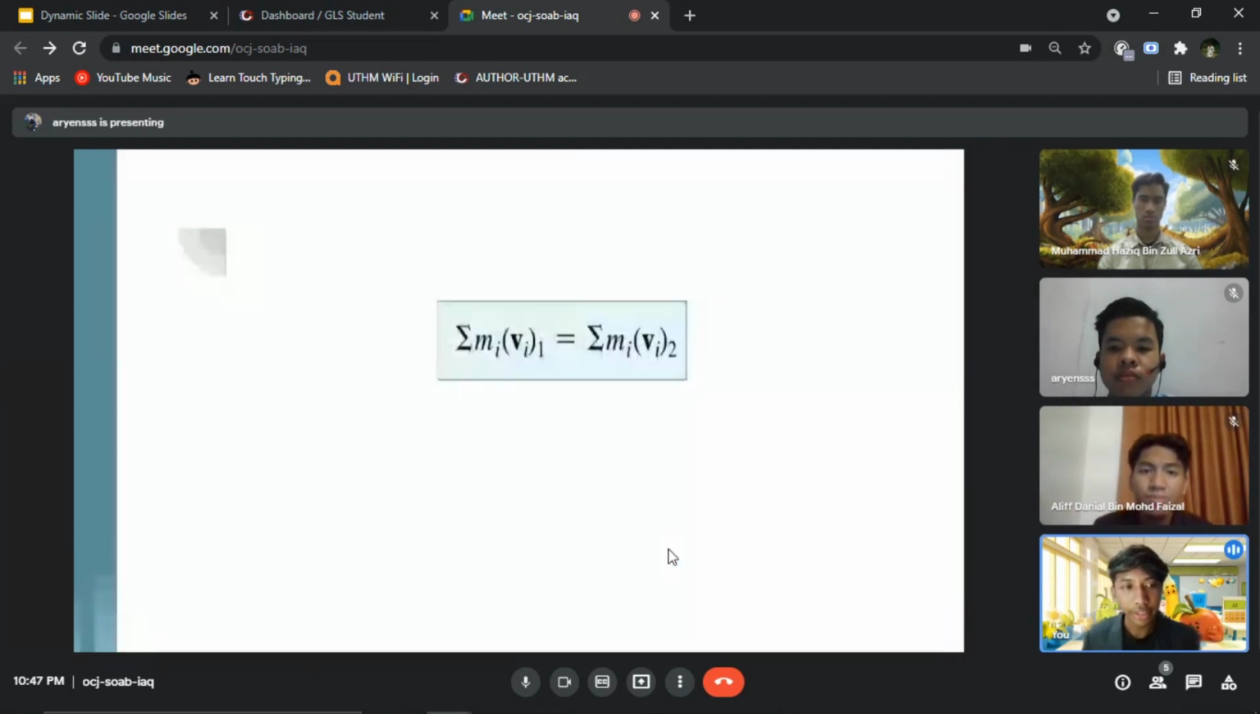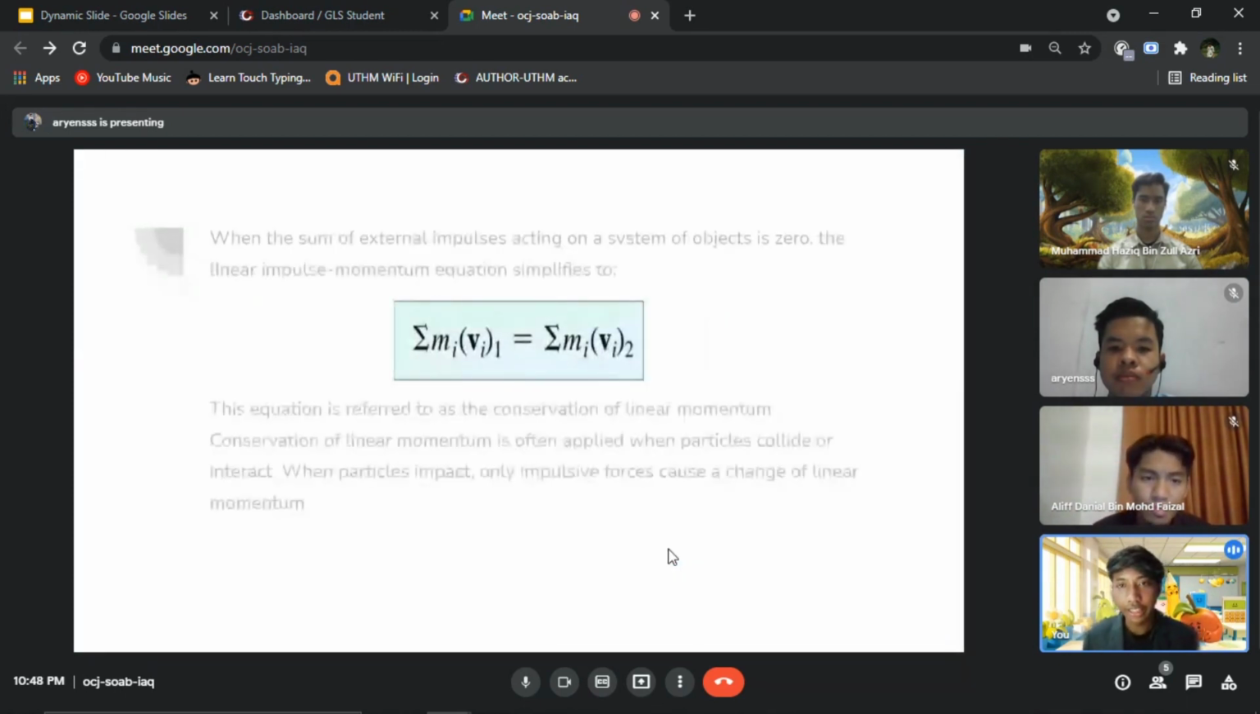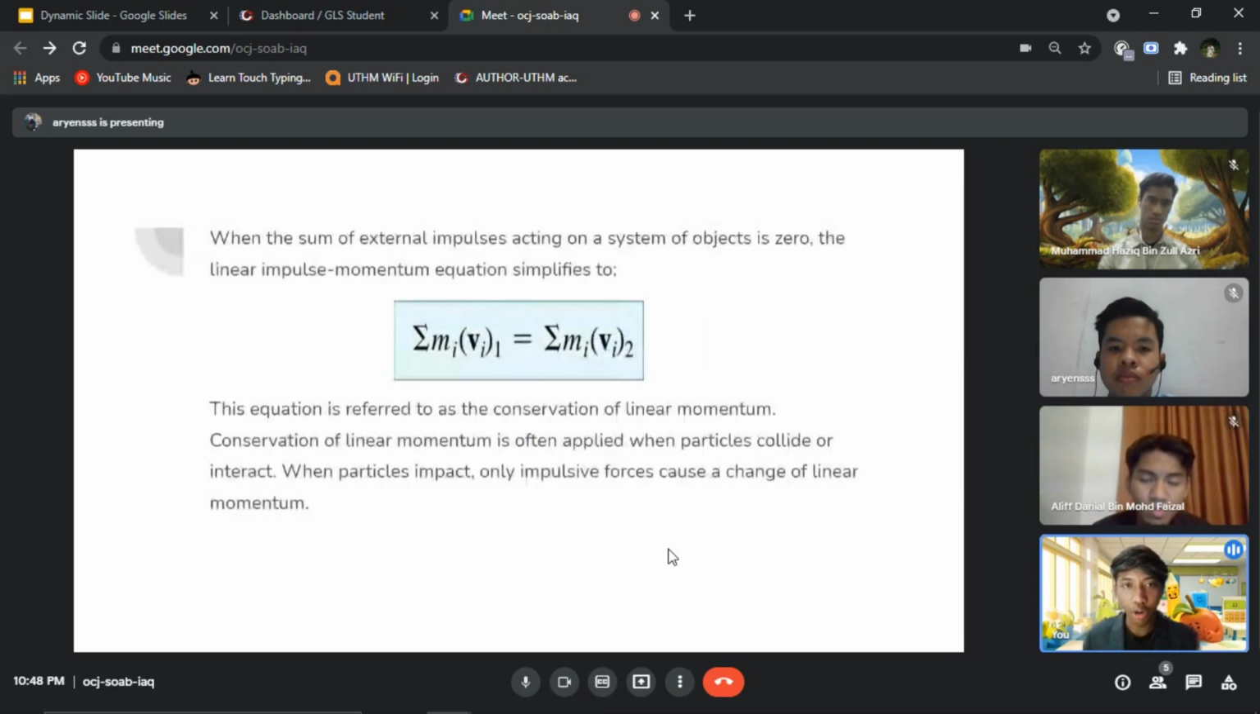Okay, this is the equation for solving the question. The sum of impulses becomes 0, so we can get this equation. Linear impulse and momentum: we can solve the problem when the impulse becomes 0. Okay, that's all. Thank you.